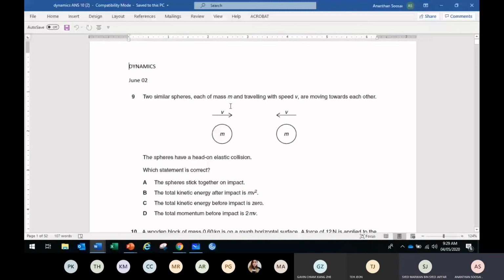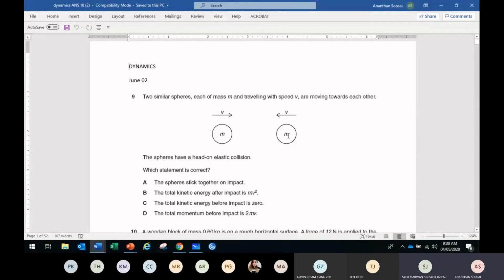What is the kinetic energy formula? Half mv squared, right? So the first body's kinetic energy before collision is half mv squared. The second body's kinetic energy before collision is another half mv squared. The total kinetic energy before collision is half mv squared plus half mv squared, which is mv squared. So after collision it must also be mv squared, right?